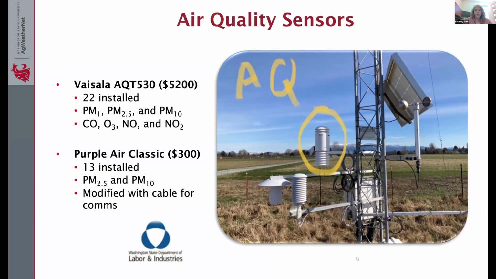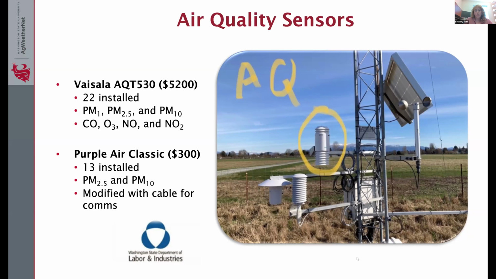Within our network, we are utilizing two different types of air quality sensors. The first being the Vaisala AQT 530, which is priced around $5,200, and that's also the one that is shown in the picture right here. We currently have 22 of these sensors installed around the state, and they collect data for particulate matter 1, 2.5, and 10, as well as carbon monoxide, ozone, nitrogen monoxide, and nitrogen dioxide.